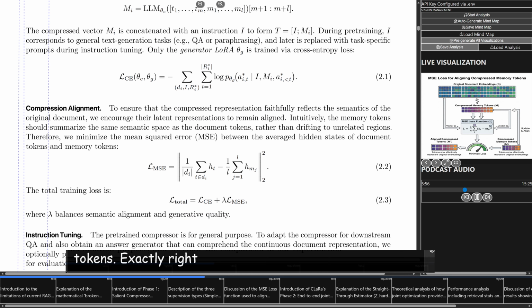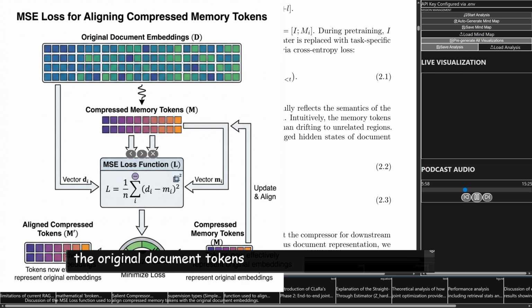Exactly right. They take the hidden states of all the original document tokens and average them. Then they do the same for the handful of new memory tokens. LMSE just minimizes the distance between those two averages. So you're forcing the raw text and the compressed text to share the same mathematical center of gravity?